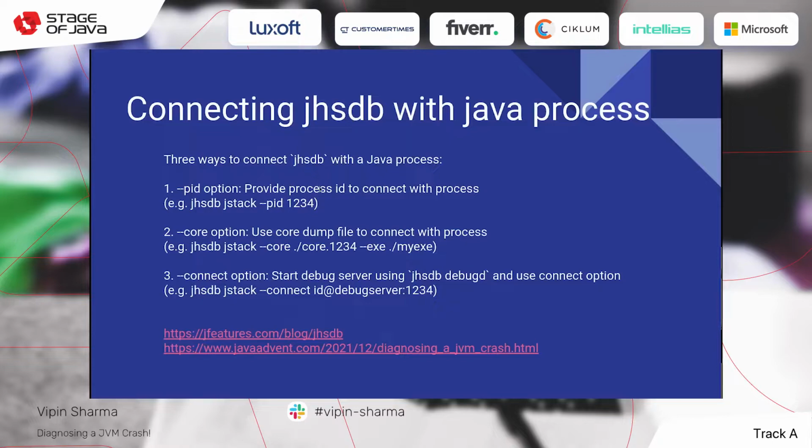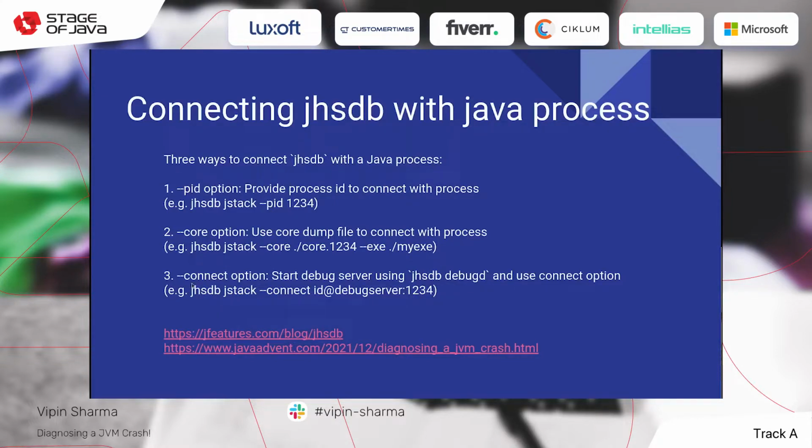Okay. Now the other thing we saw so far is connecting with JHSDB. There are three ways. We connected with the PID option, and this is the example: JHSDB jstack --pid 1234. 1234 is just an example of a PID. We can also use the core option, and using the core option, we can attach a core dump file. So if you look at the examples, it says JHSDB jstack, and I'm using --core, and then I'm specifying the core dump file path, and then I'm specifying the exe, and this is my exe. Exe means the Java process.